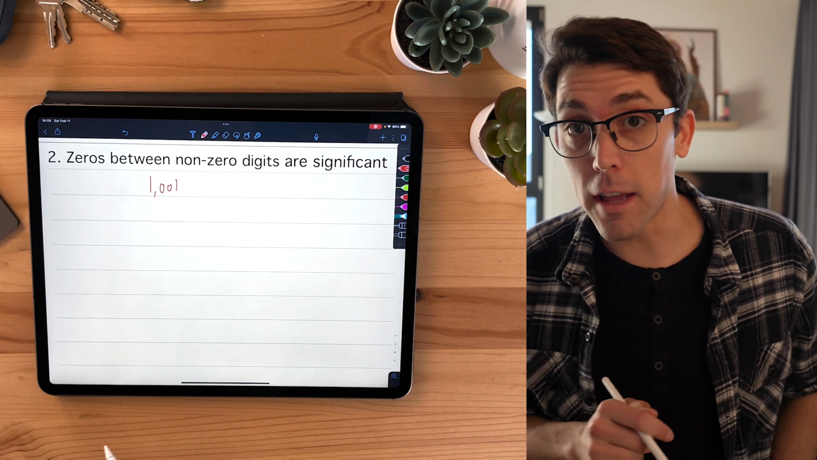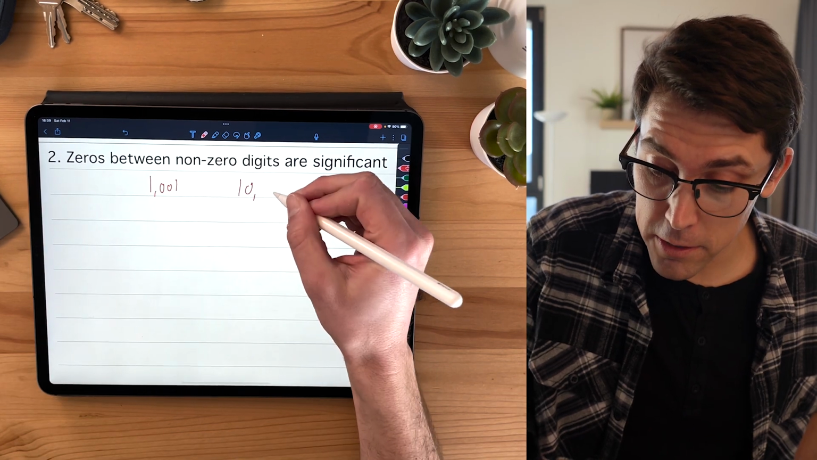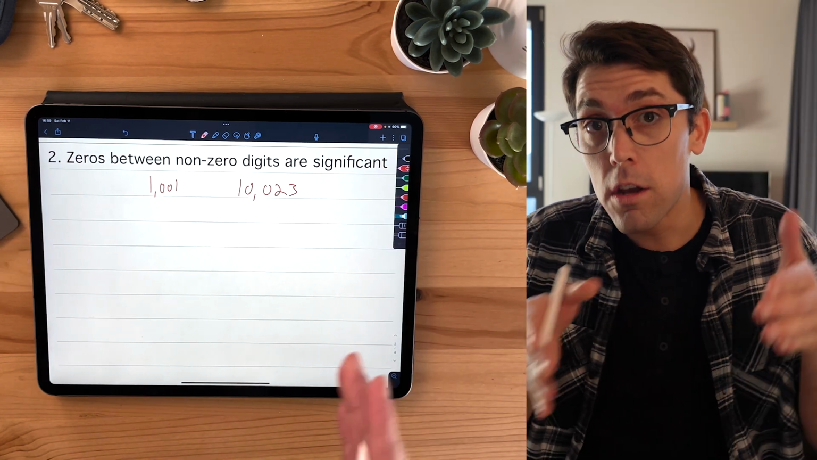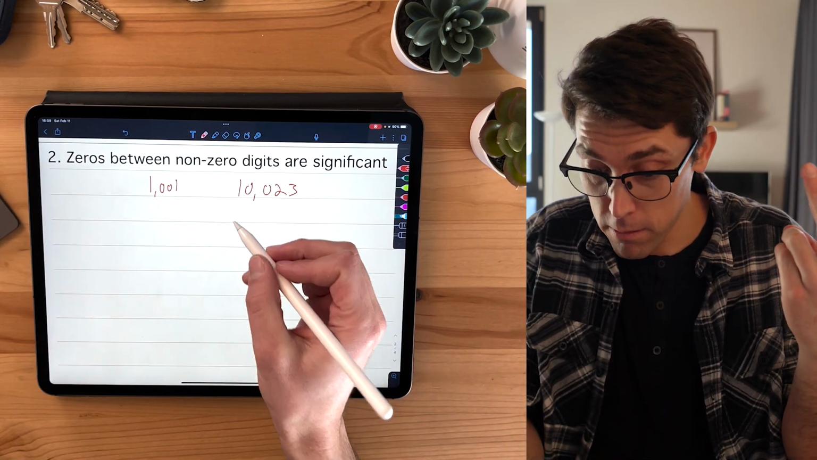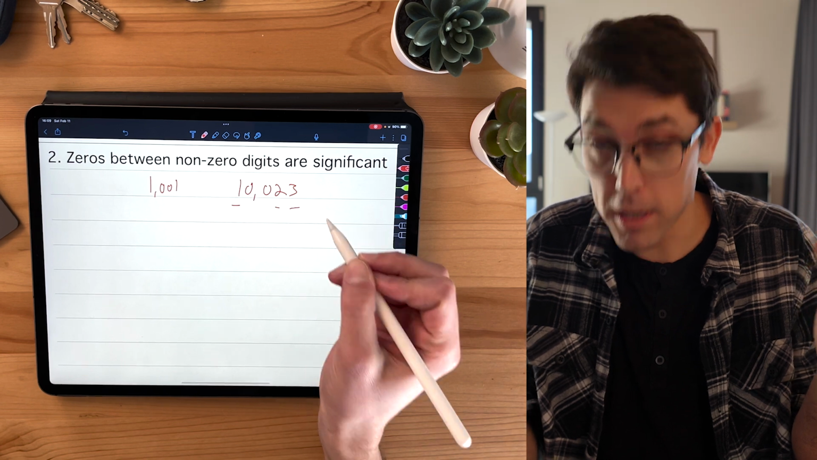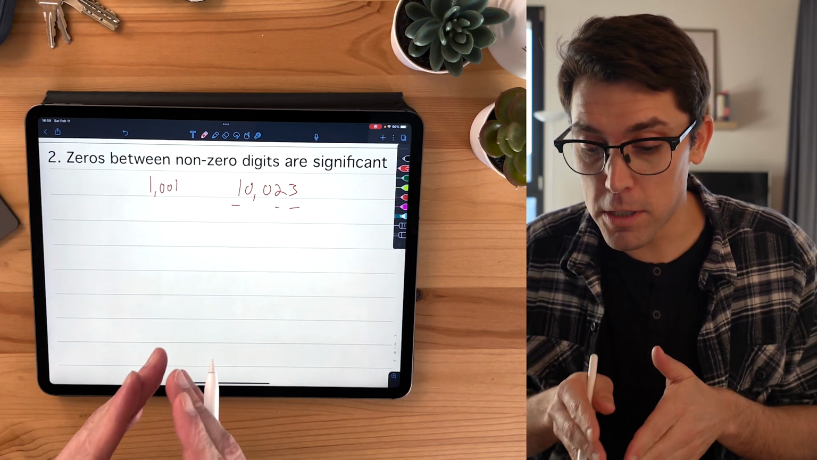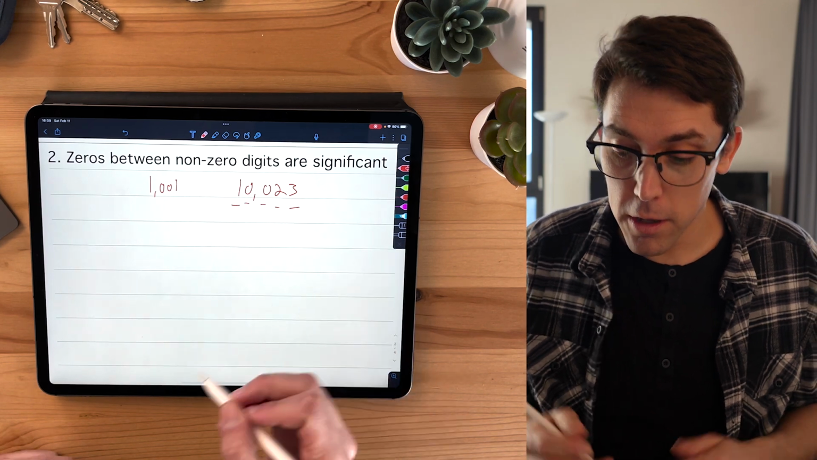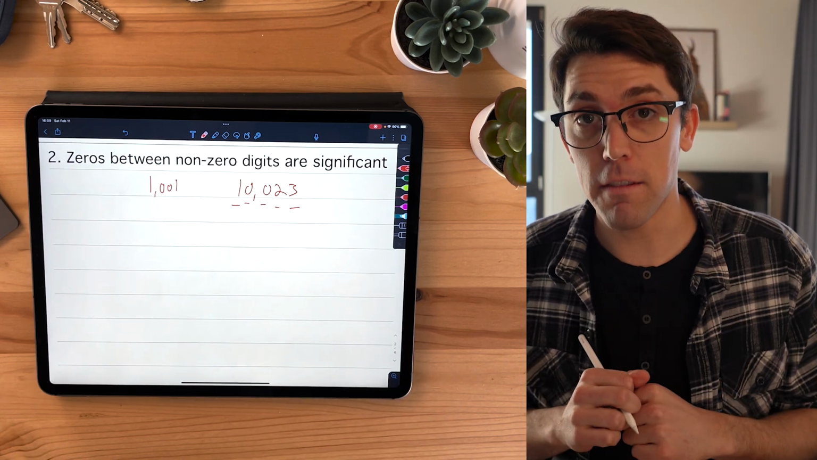Let's take a look at another example. Let's take 10,023. So I have 3 non-zero digits, 1 here, 2 here, 3 here. Then I also have my 2 zeros that are in between my non-zero digits, right here and right here. So in total, this would be a 5 significant figure number.